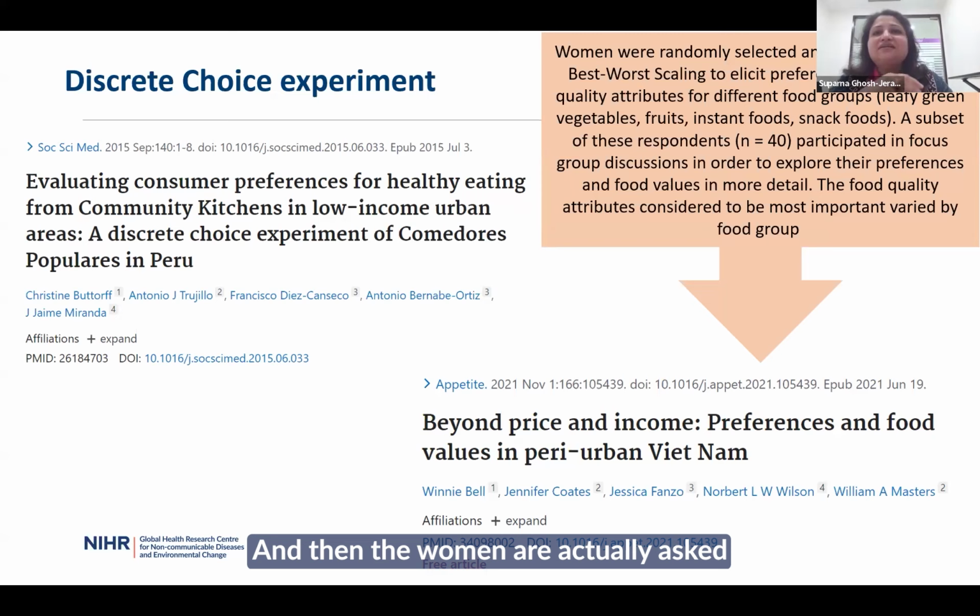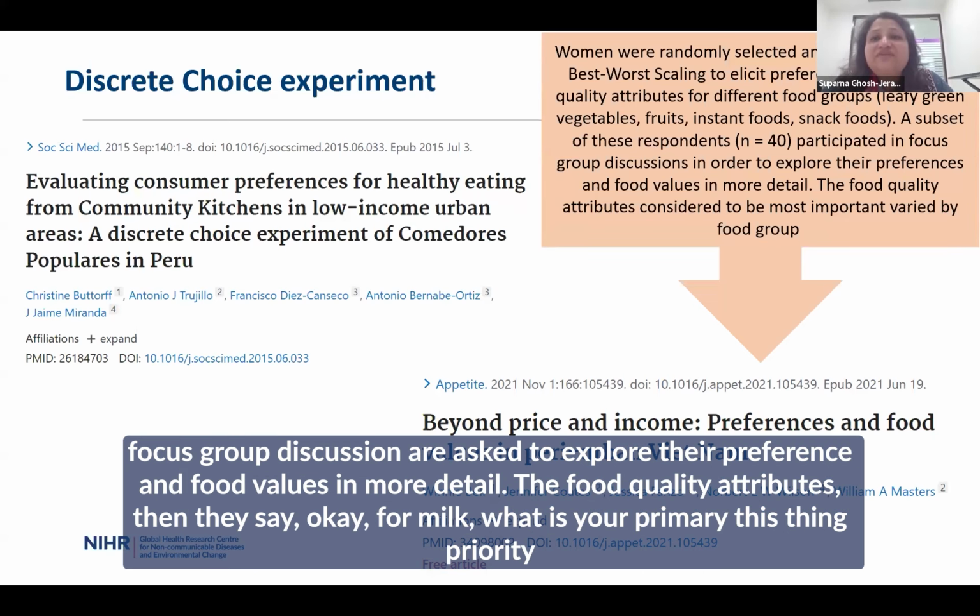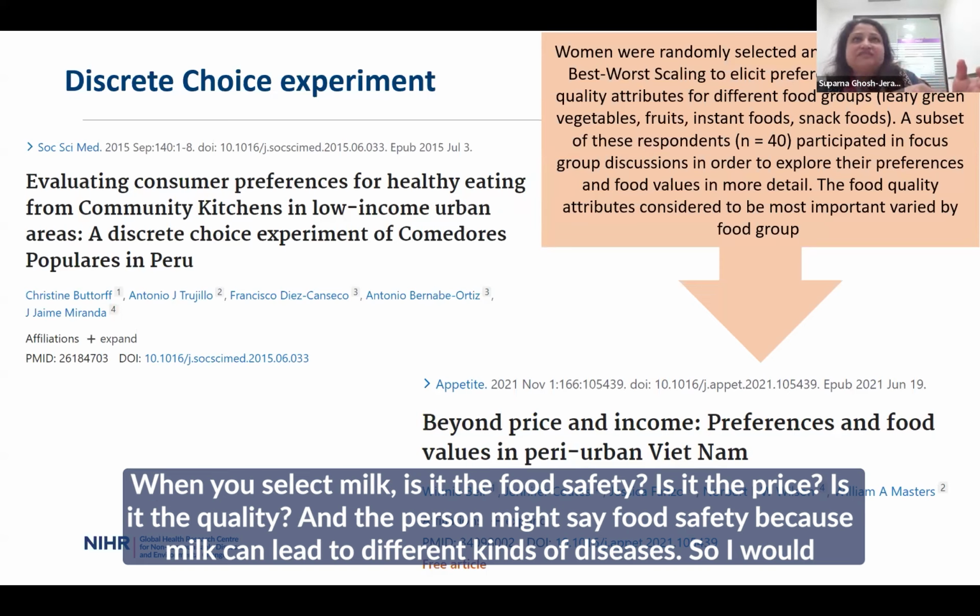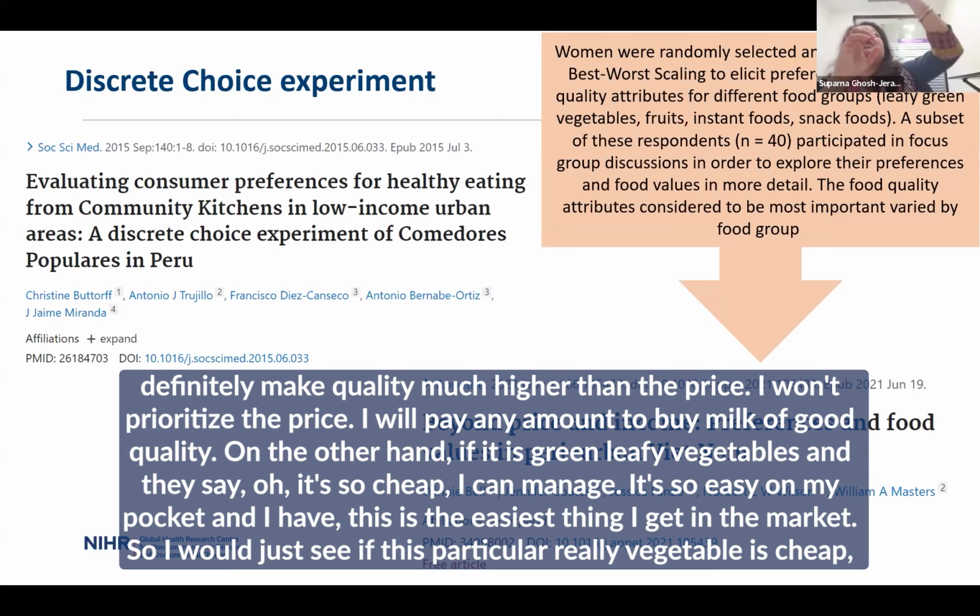Then a subset of these women are asked, using a focus group discussion, to explore their preference and food values in more detail. On the food quality attributes, they say, okay, for milk, what is your primary priority when you select milk? Is it food safety? Is it the price? Is it the quality? And the person might say food safety, because milk can lead to different kinds of diseases. So I would definitely make quality much higher than the price. I won't prioritize the price. I will pay any amount to buy milk of good quality.